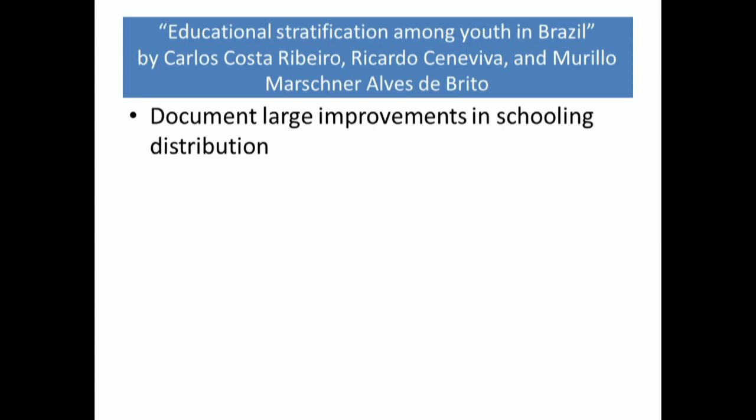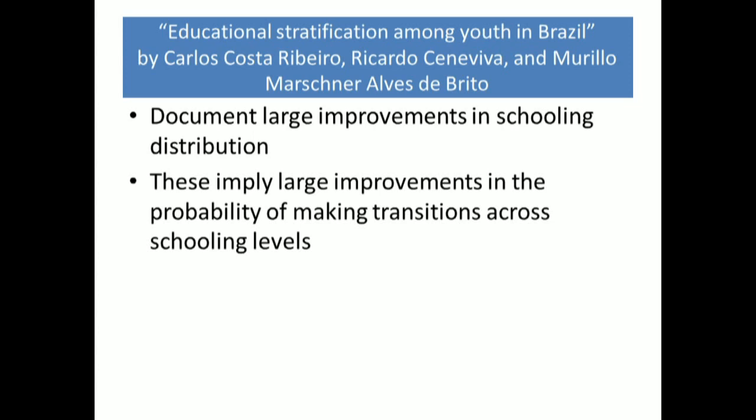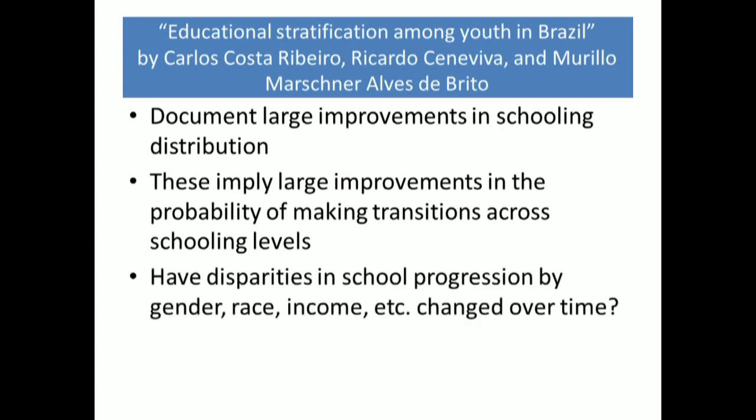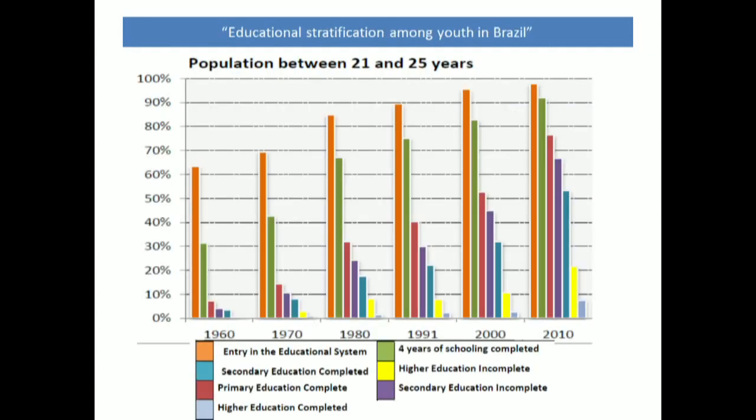So the paper Carlos presented documents these large improvements in the distribution of schooling. To do that, it implies large improvements in these transitions. The only way to improve schooling is everybody's moving along, and the focus is on these transitions. And the question is, have these disparities in these school progression transition rates by various things, gender, race, income, et cetera, changed over time? And you saw this story.